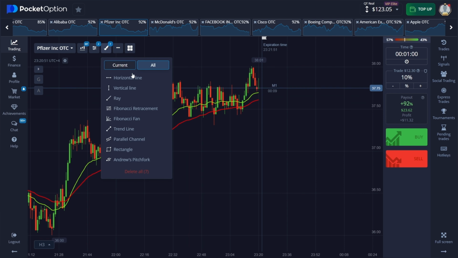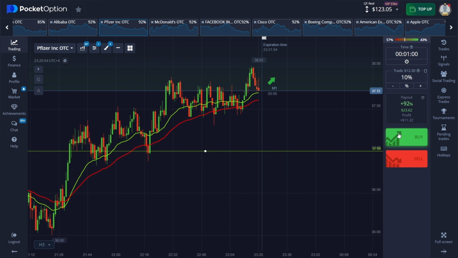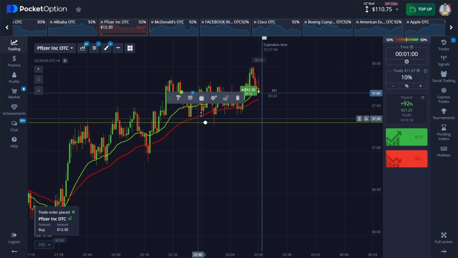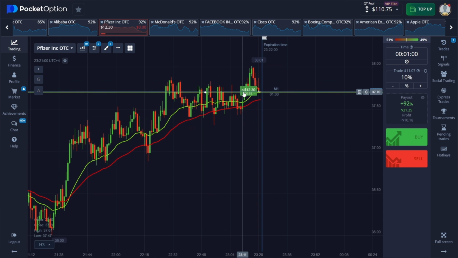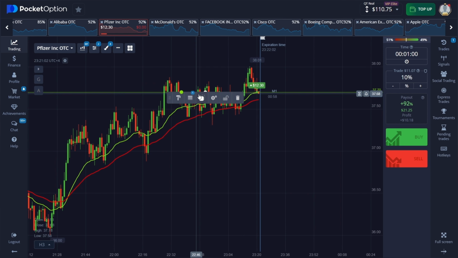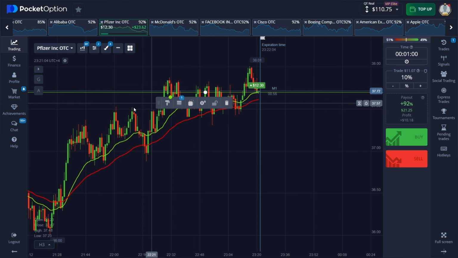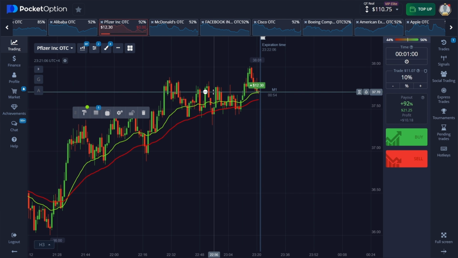On Pfizer, I see an opportunity for the upside move. I placed a trade for the upside move on Pfizer OTC based on the moving average, and there's also a support level. That's why I took this trade, considering the upward trend and the consolidation pattern. The candle is taking solid support at this level.